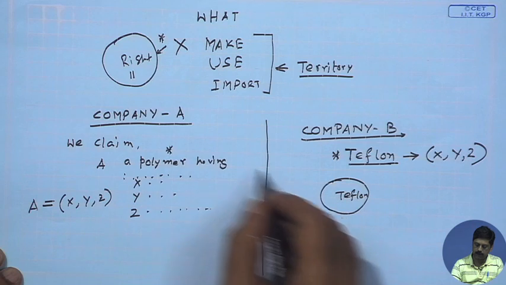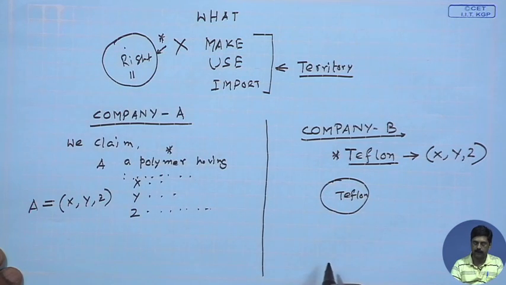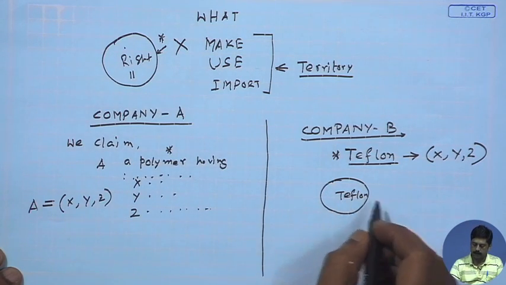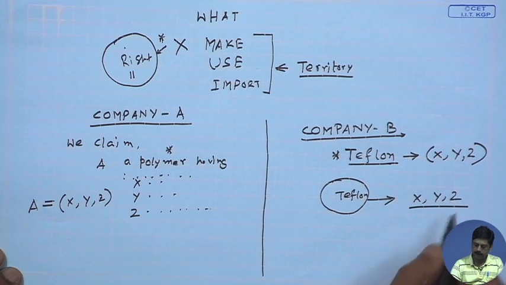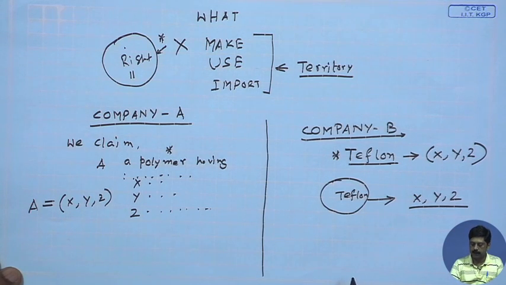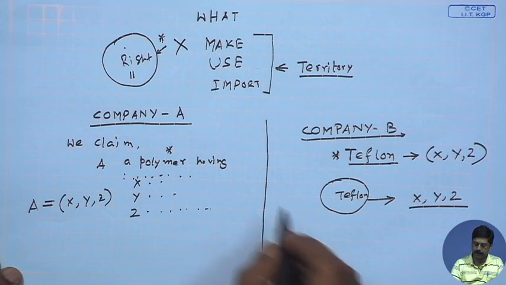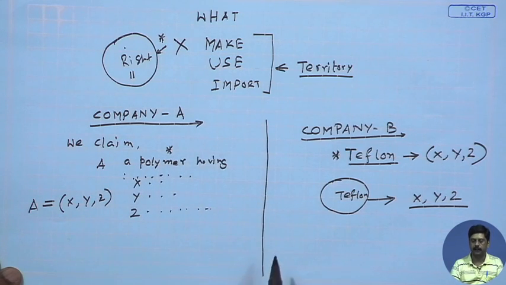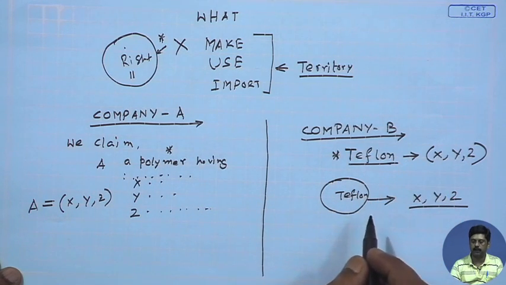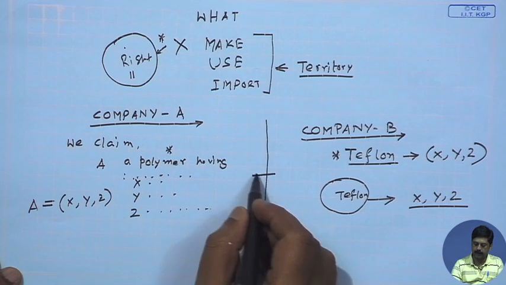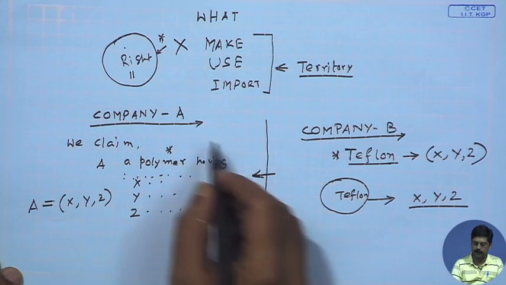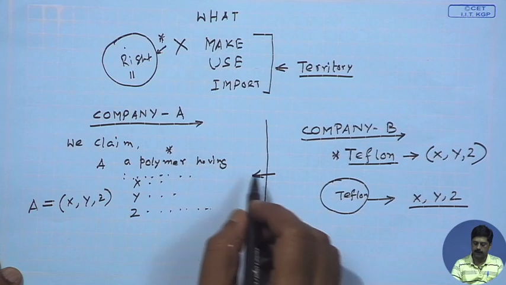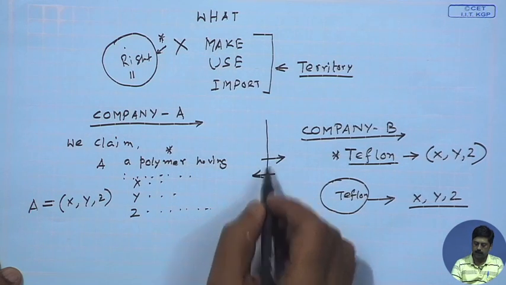So you are falling within the area of the right of the patentee, Teflon. Now Teflon has all the attributes, let us say X, Y, Z. So you may consider that whatever product is claimed by company A, and whatever product you are using or making, is coming within the ambit of company A's product patent, and almost all the features of company A's product remain in your product.